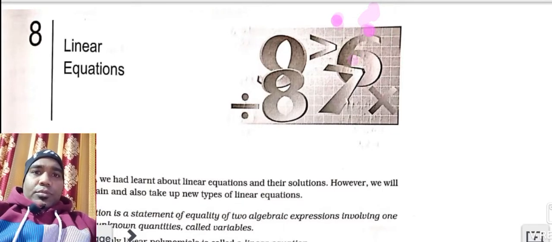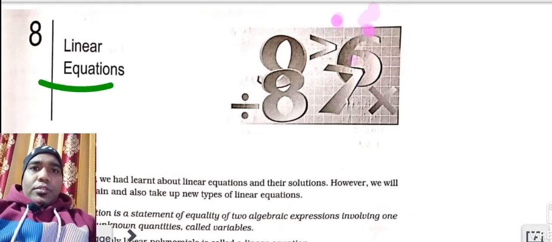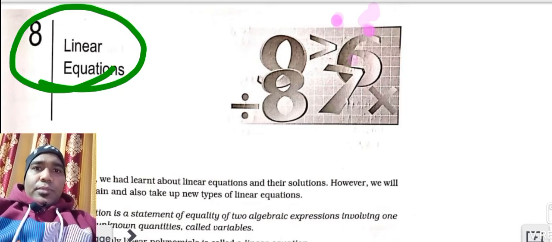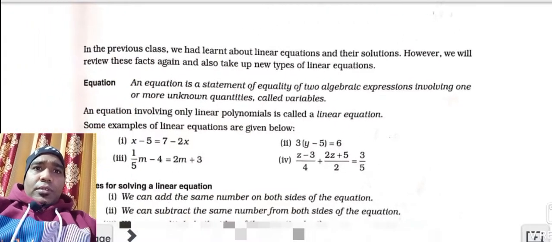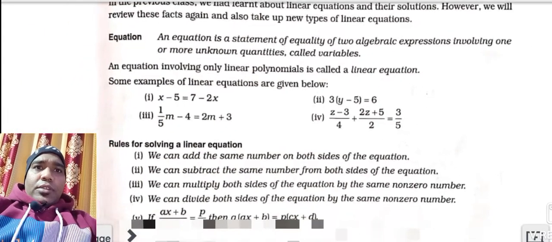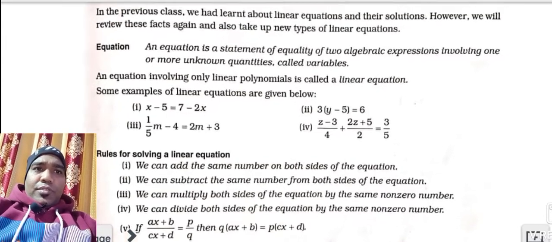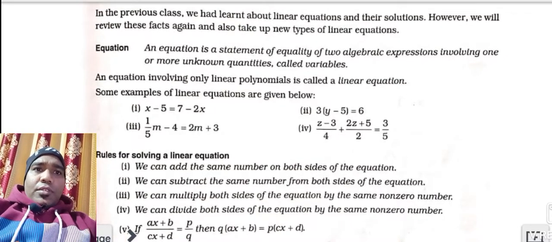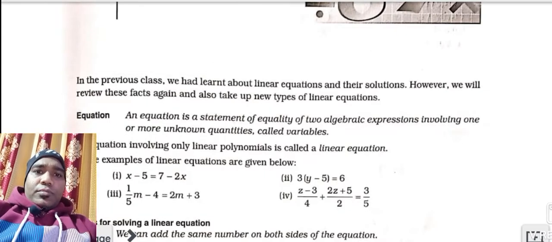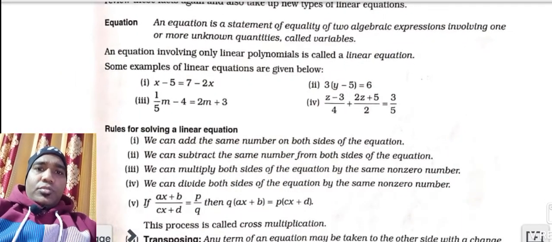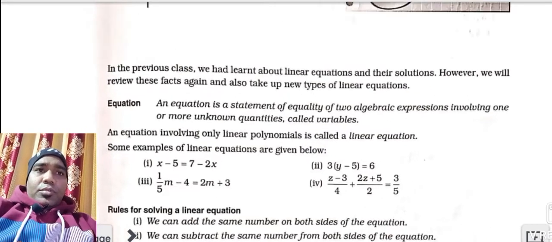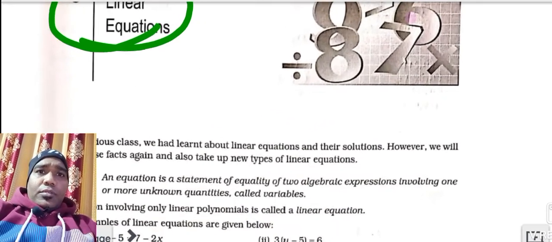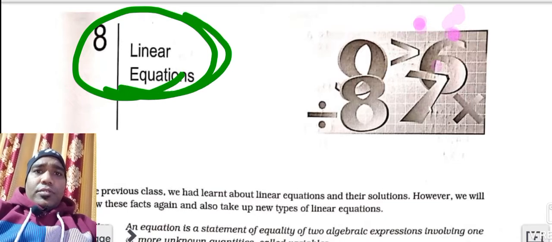So, today we are going to start a new chapter, that is linear equation. In this chapter I have already discussed a few questions during the live class on Zoom, but very few students were present. So once again I am going to discuss a few concepts and some questions from this chapter. Okay, now, you must have studied this linear equation in class 7 also.